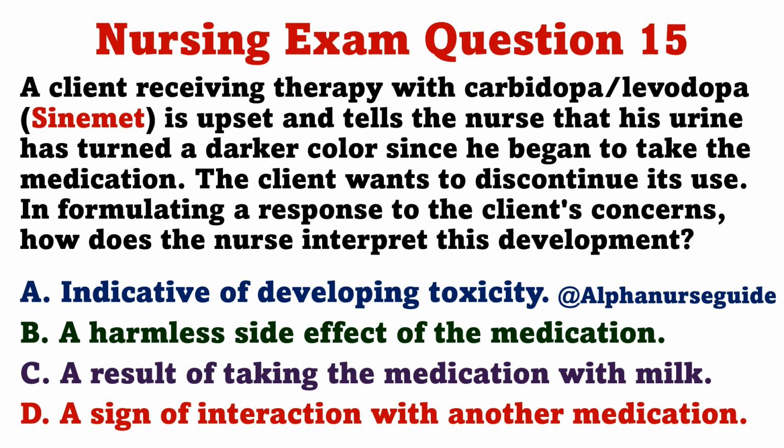Question 15. A client receiving therapy with carbidopa/levodopa is upset and tells the nurse that his urine has turned a darker color since he began to take the medication. The client wants to discontinue its use. In formulating a response to the client's concerns, how does the nurse interpret this development? A. Indicative of developing toxicity. B. A harmless side effect of the medication. C. A result of taking the medication with milk. D. A sign of interaction with another medication.